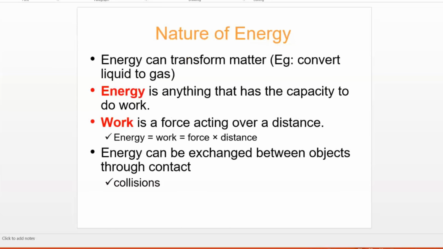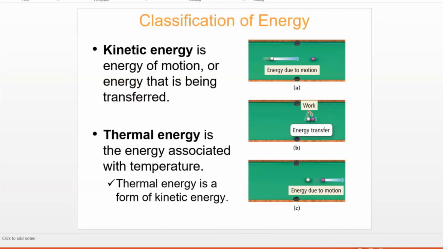So to understand energy as a whole, what is it? Energy is anything that has the capacity to do work. And what is work? Work, based on physics, is force times distance. So it's a force that acts over a distance. There are different types of energy. There's kinetic energy and potential energy. Those are the main types of energy.